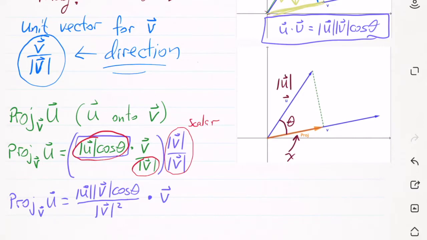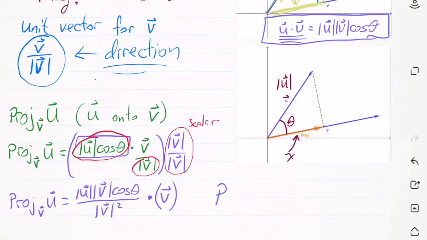So this takes care of a few things. It takes care of the unit vector of v, which is buried in the vector of v divided by the magnitude of v. But it also separates all the scalars from the vector. All right, and then magnitude of u, magnitude of v, cosine of theta, I can replace with u dot v.